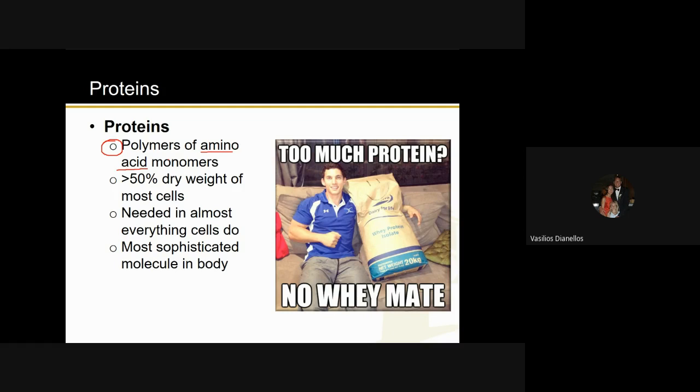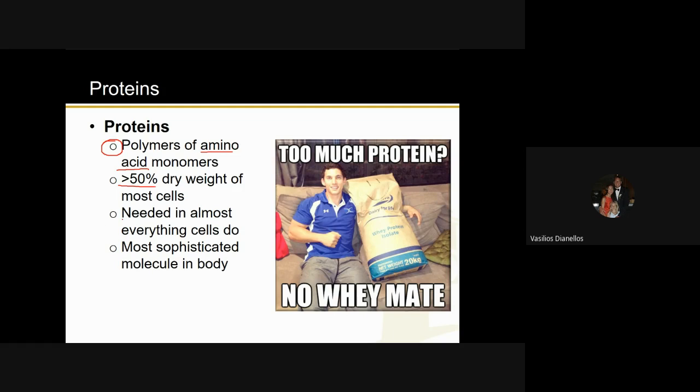Now, these are really important. How important? Well, they make up over 50% of the dry weight of most cells. So remember, the number you do need to know is that your cells are 70 to 95% water. So if you were to get rid of all that, then your cells are a majority protein. The fact that proteins make up so much of your cells should tell you something, right? Obviously, they must be important.